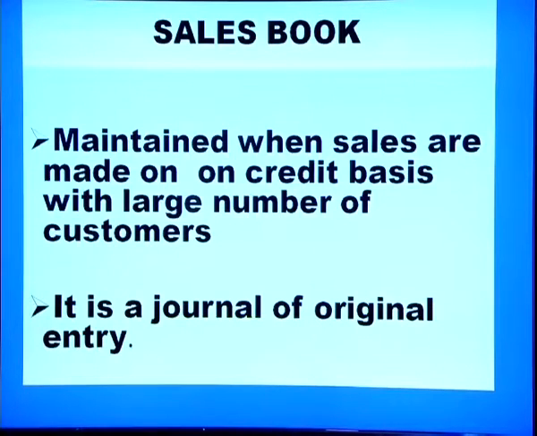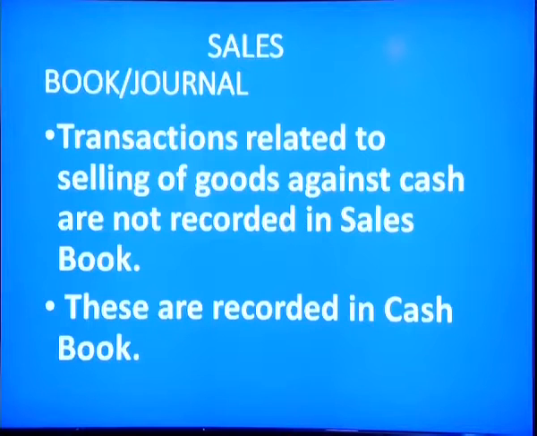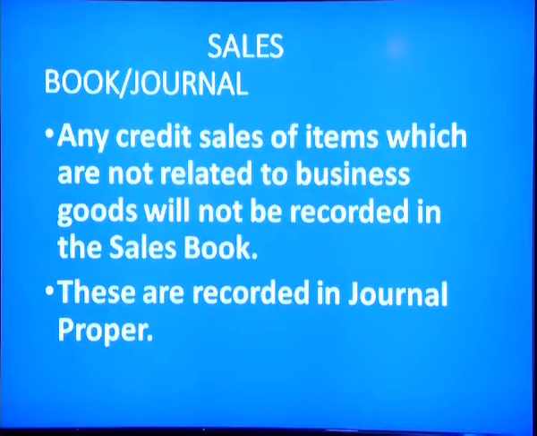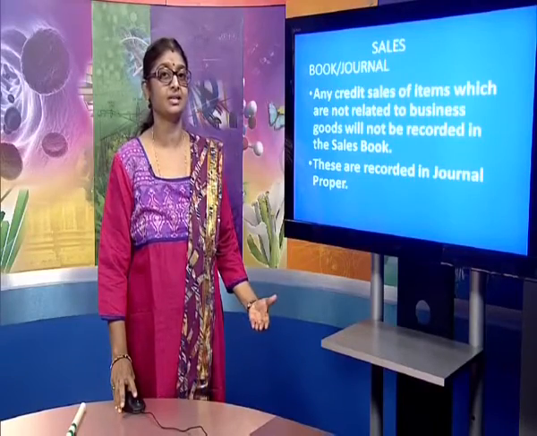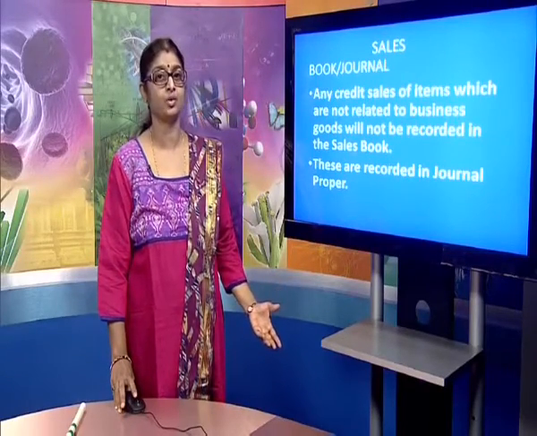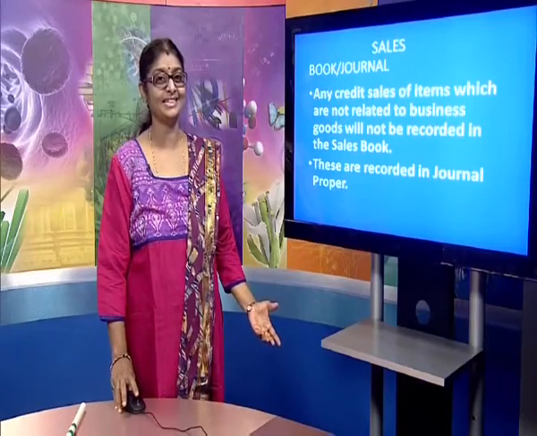Sales book is maintained when sales are made on credit basis with a large number of customers. It is a journal of original entry. Transactions related to selling of goods against cash are not recorded in the sales book. These are recorded in the cash book. Any credit sale of items which are not related to business goods will not be recorded in the sales book. That is, any credit sales of an asset will not be recorded in the sales book. These are recorded in the journal proper.